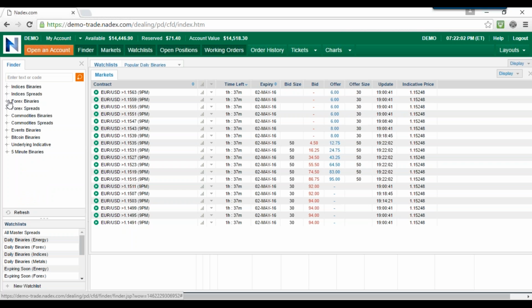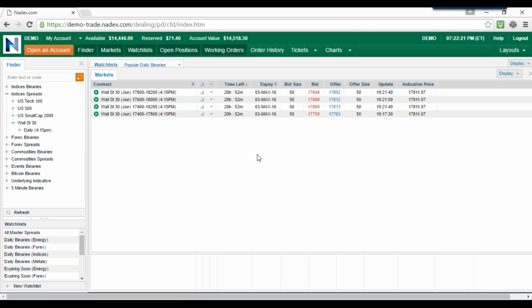Okay, so let's take a look at something here. A minute ago, we were looking at the indices spreads. We were looking at the Wall Street 30. The Wall Street 30 is the Dow. Everybody's heard of the Dow, right? It's indicative of the Dow Jones. So let's look at some spreads. These are daily spreads, okay?